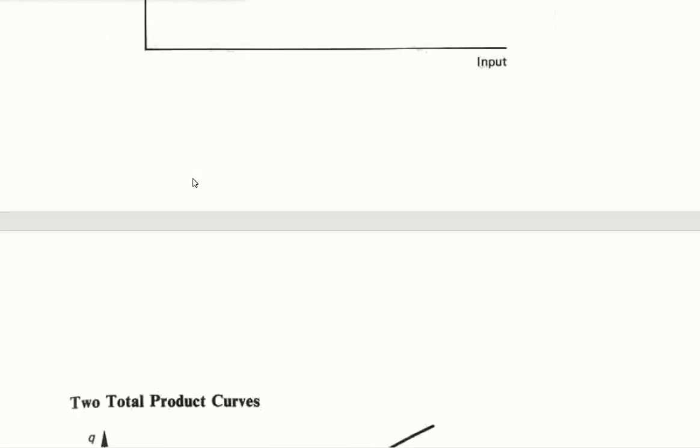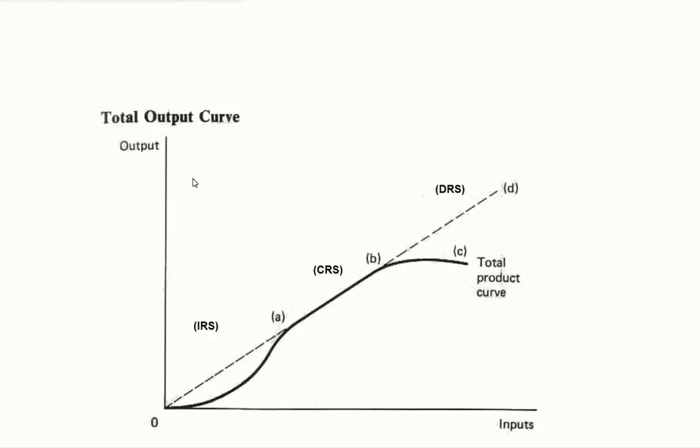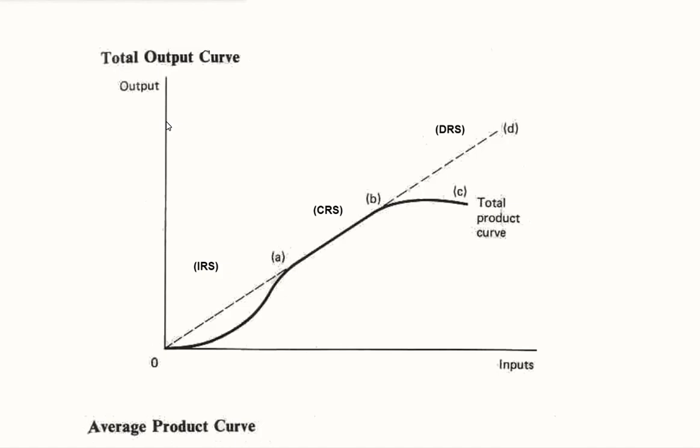So this is how we can understand various versions of the product curves, and this was about it: the total product curve, the average product curve, and then the two total product curves and two average product curves.